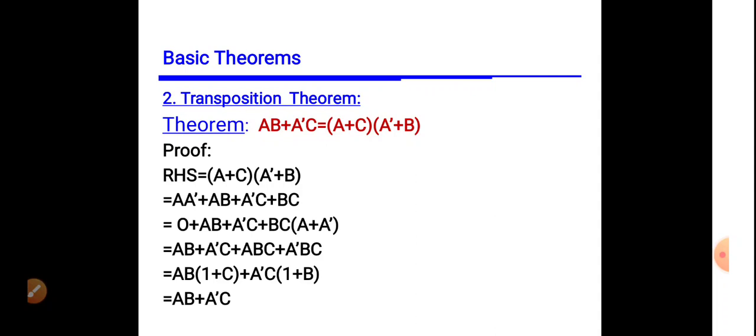So here AB plus A bar C plus ABC plus A bar BC. From the first and third I am taking AB as common, and I am left with 1 plus C. From the second and fourth I am taking A bar C as common, and the leftover is 1 plus B. So the result is AB plus A bar C, which is the proof for the transposition theorem.